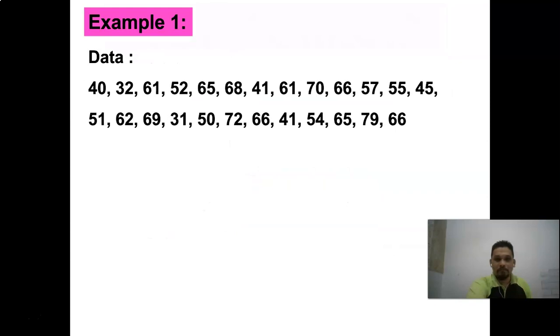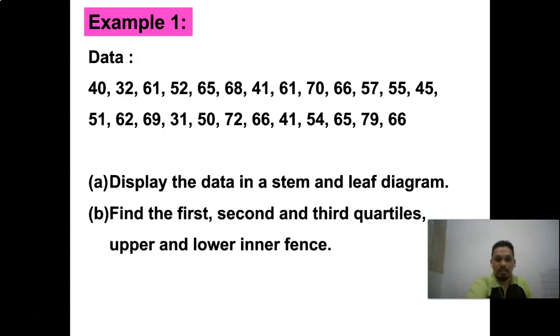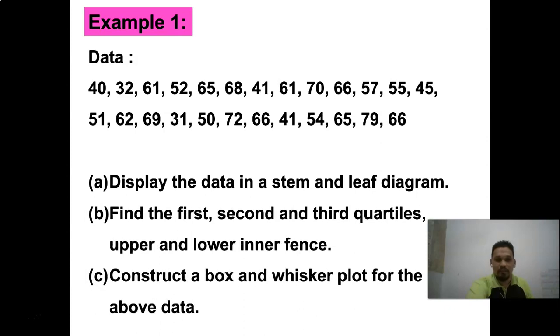Example 1. These are all the raw data that are given to us. A, display the data in a stem and leaf diagram. Find the first, second, third quartiles, upper and lower inner fence, and construct a box and whiskers plot for the above data. Okay, let's solve this example now.